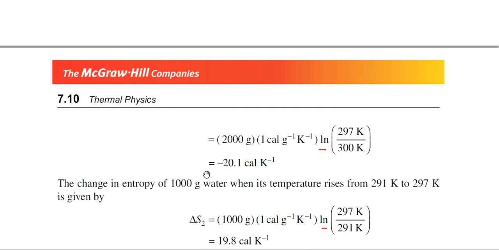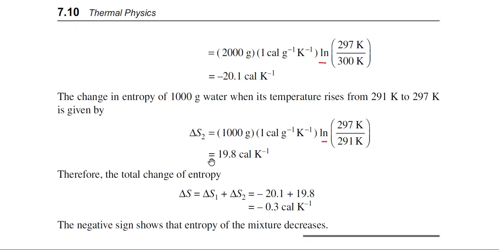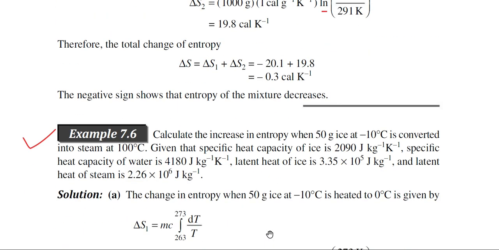So this amount of entropy change occurs in the first step, and in the second step this is delta S2, and finally you have to add them up, and the negative sign shows that the entropy of the mixture decreases.